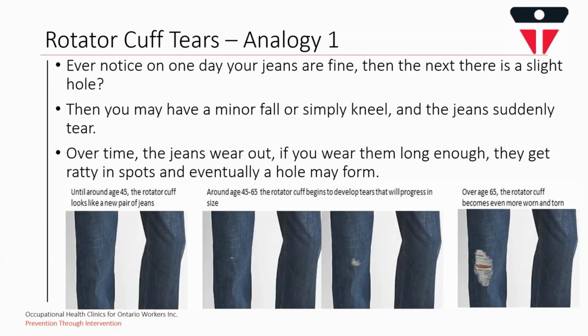This is very much like what happens with the rotator cuff tendons. Until around age 45, the rotator cuff tendons look like a new pair of jeans. Around age 45 to 65, they begin to develop small tears that will progress in size. And over age 65, the rotator cuff becomes even more worn and torn.